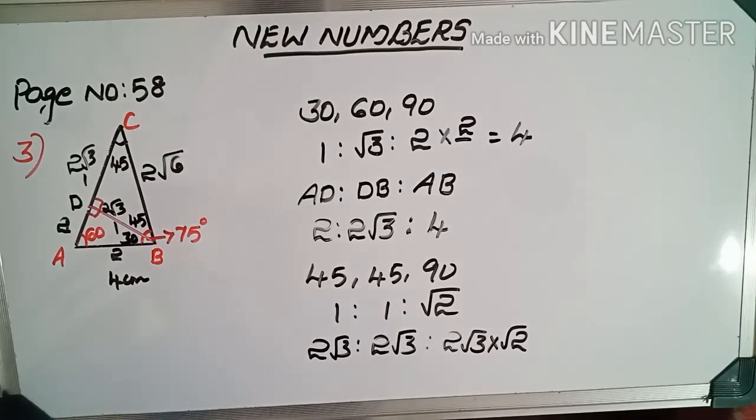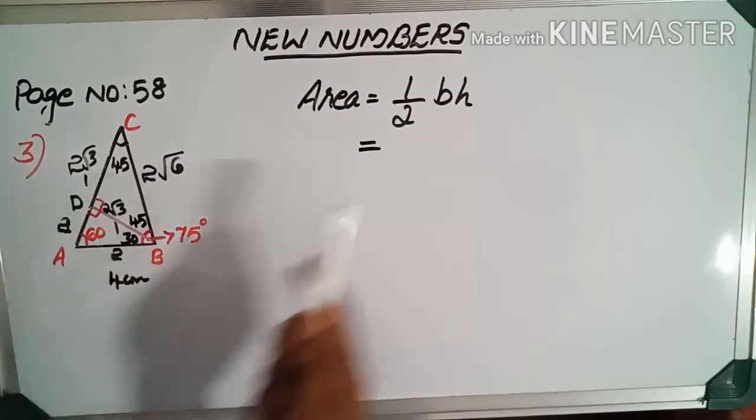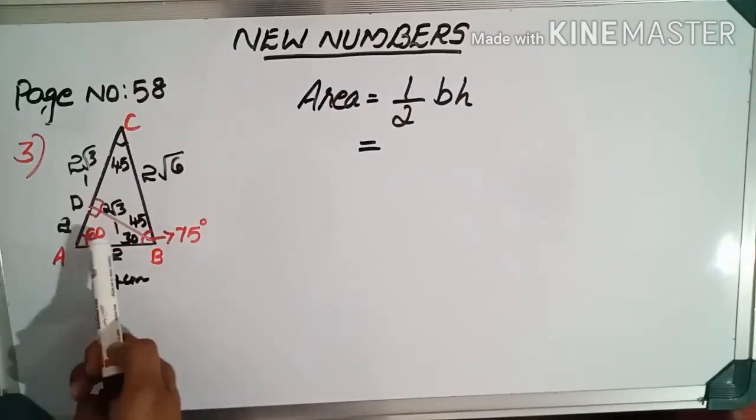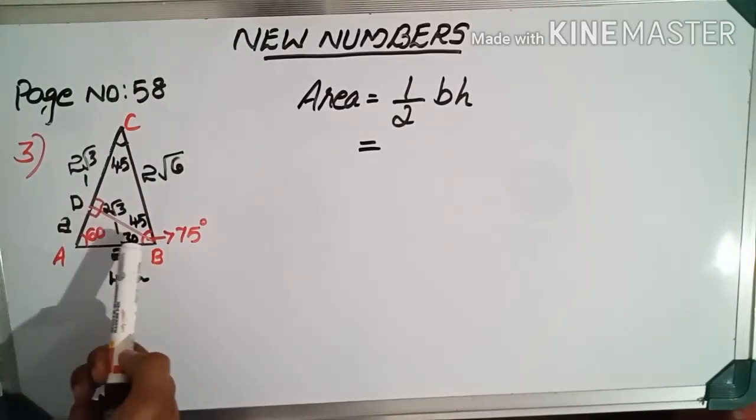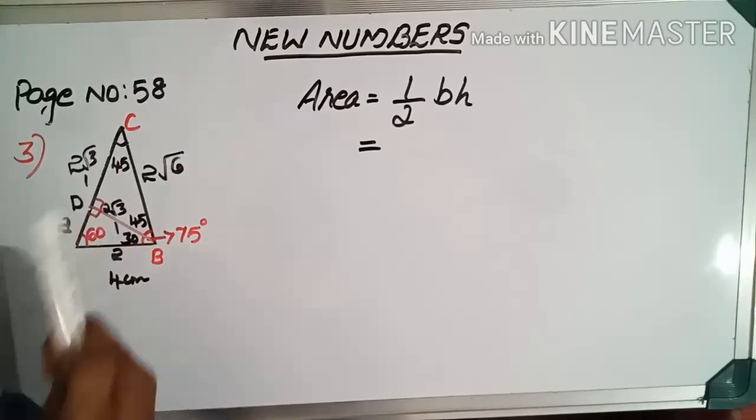Now it is easy to find the area and perimeter. The area equation is half base into height. Here you have to consider the base as AC because the perpendicular is here. The height is from B to this side. That means AC is the base.